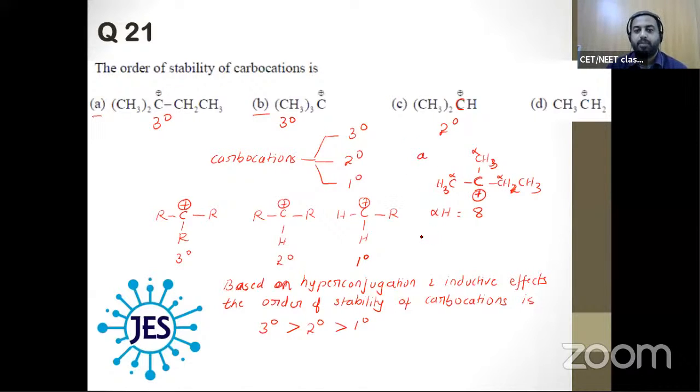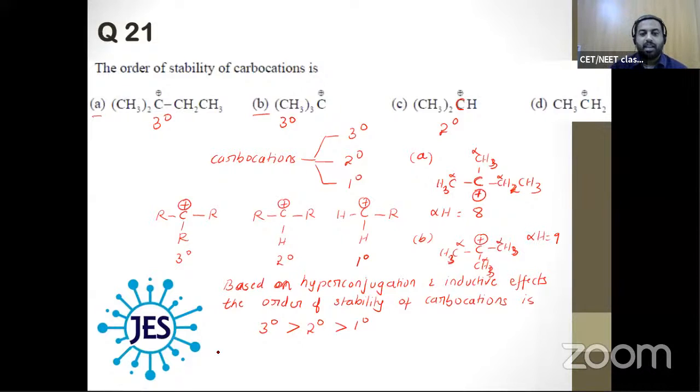Option B ನೋಡೋಣ. Look at option B. Central carbon, CH3, CH3, CH3 with a plus charge. Again, this also has 3 alpha carbons. But see how many alpha hydrogens? 3 plus 3, 6 plus 3, 9. So alpha hydrogens will be equal to 9.